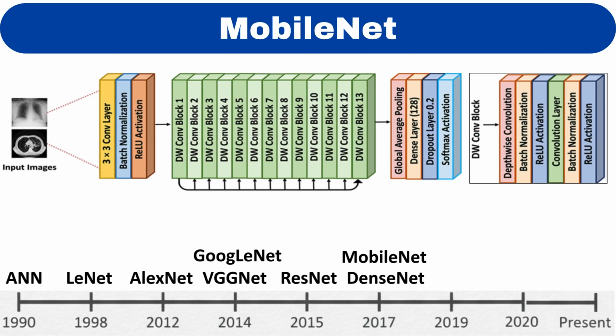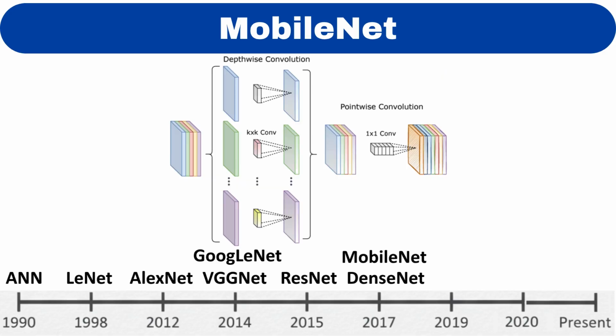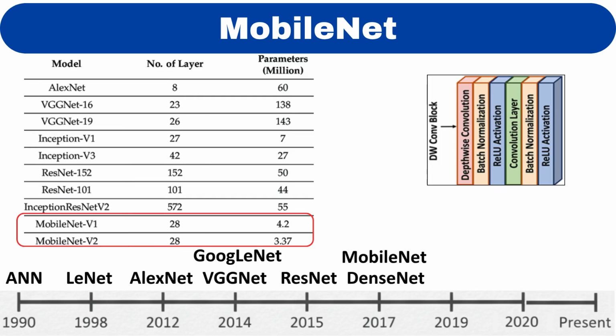As deep learning moved towards mobile and embedded systems, efficiency became essential. That's where MobileNet came in. It used depthwise separable convolution, breaking a standard convolution into two simpler operations. This reduced the computation drastically while keeping strong accuracy. MobileNet made CNNs practical for mobile phones, drones, and edge devices.